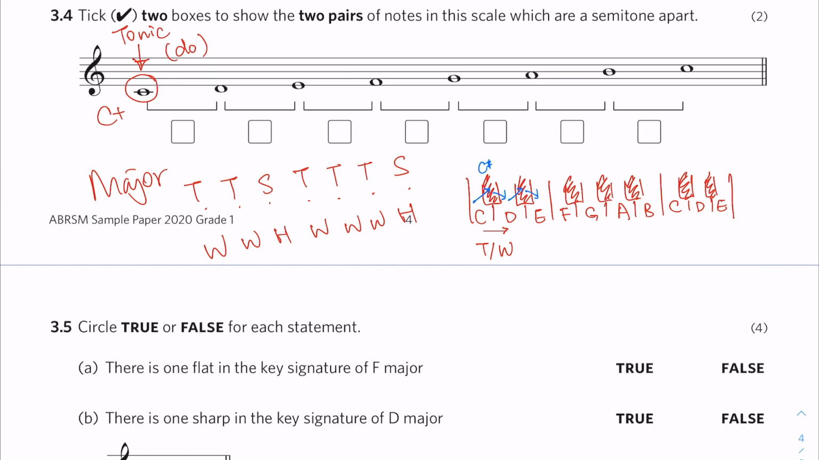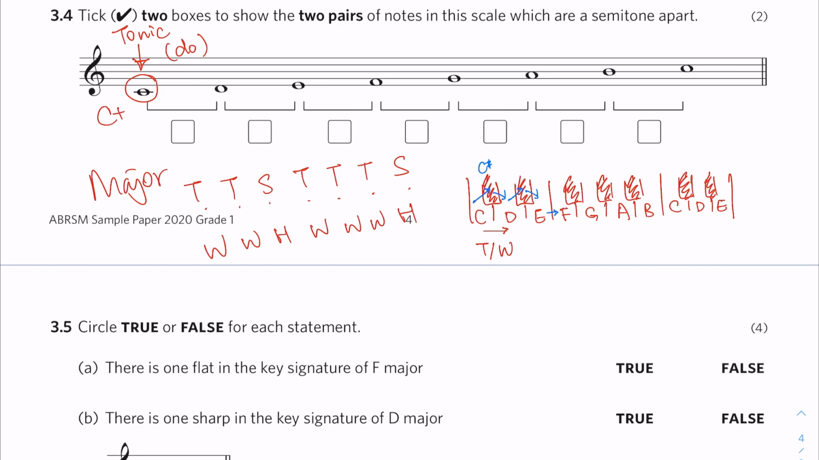Now from E to F, this is also a semitone, or we call it a half step, because there's nothing in between it. You see there's no black key in between. They are side by side next to each other, so that's the closest distance between 2 pitches. So it's a semitone, or a half step.